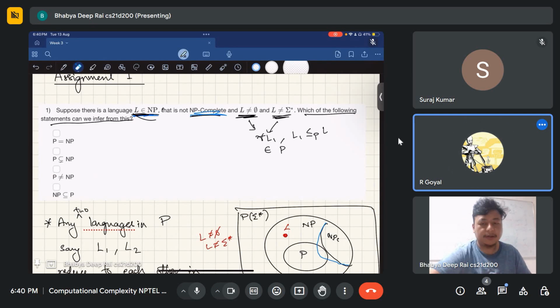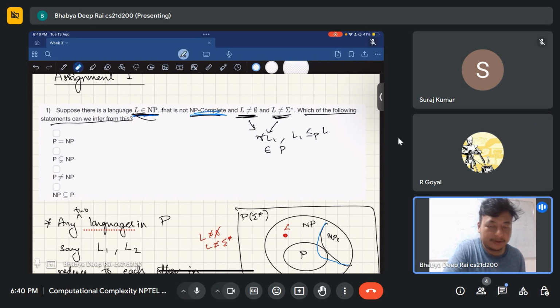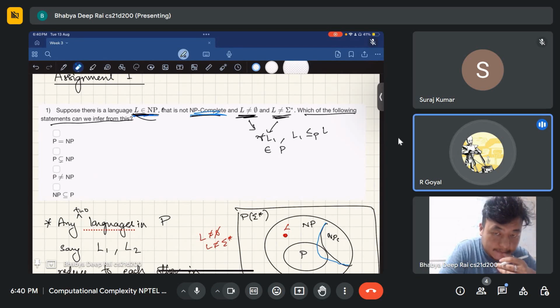So this L1 is an element of P. If for all L1 is an element of P, then there is no point in reducing this to the NP problem. Why are we doing this? What about this logic? Why move in this direction?